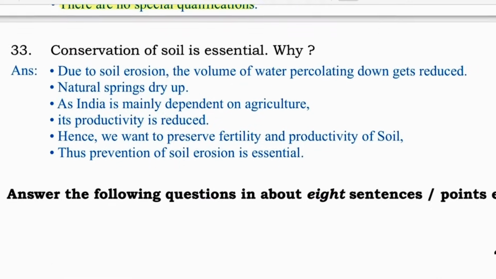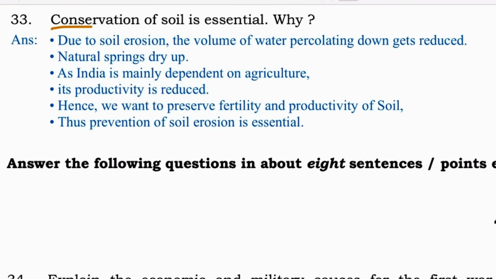Next, 33rd question. Conservation of soil is essential. Why? Due to soil erosion, the volume of water percolating down gets reduced. Natural springs dry up. As India is mainly dependent on agriculture, its productivity is reduced. Hence, we want to preserve the fertility and productivity of the soil. Thus, prevention of soil erosion is essential.